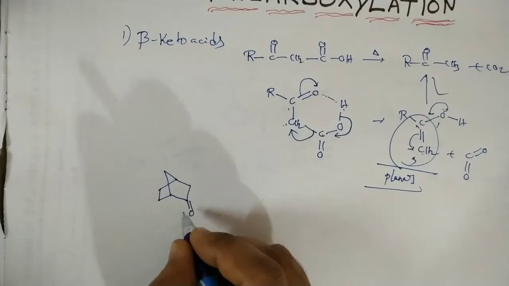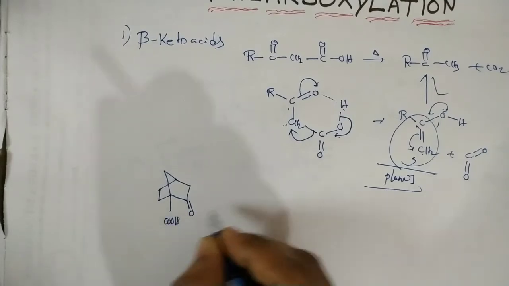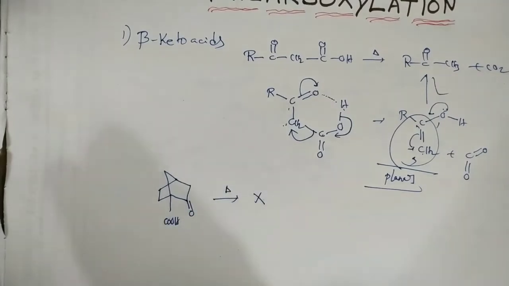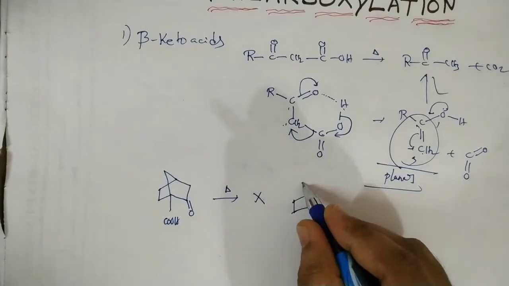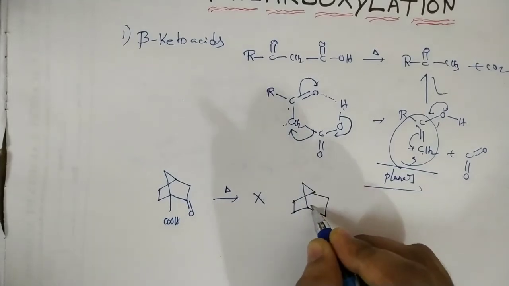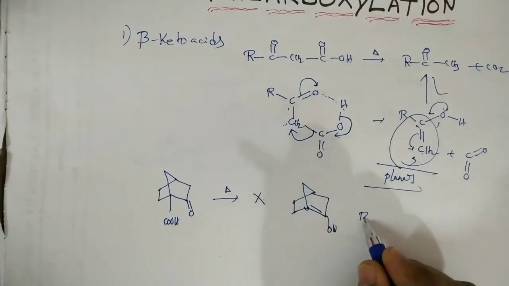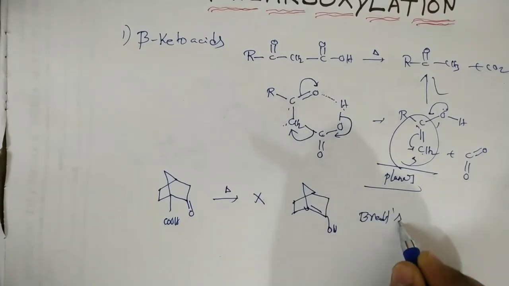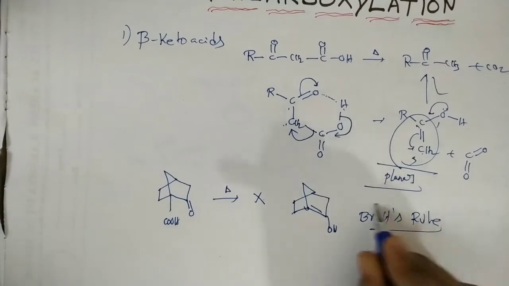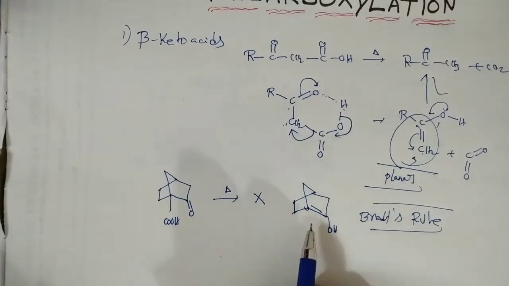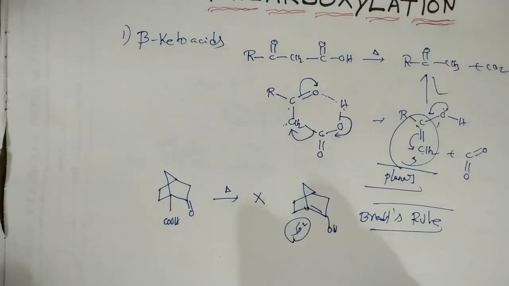So here now this bridged carboxylic acid on heating, no reaction. Why? Because in this case double bond formation at the bridge head carbon is not possible. That is known as Bredt's rule. So at bridge head position sp2, that means the planarity does not exist. So here this compound is not decarboxylated. So here beta keto acids are decarboxylated.